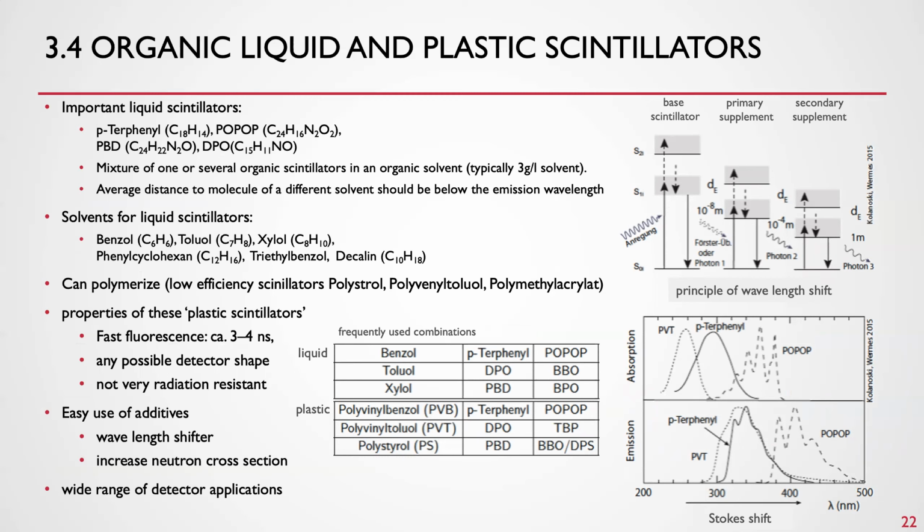Important liquid scintillators typically have industrial names like POPOP, DPO, PBD, p-terphenyl, and so on. I collected here the chemical formulas, not that it is very important, because those scintillators come in mixtures of one or several components. Typically, it's just a few grams per liter of solvent. The average distance to the next molecule should be below the emission wavelength.